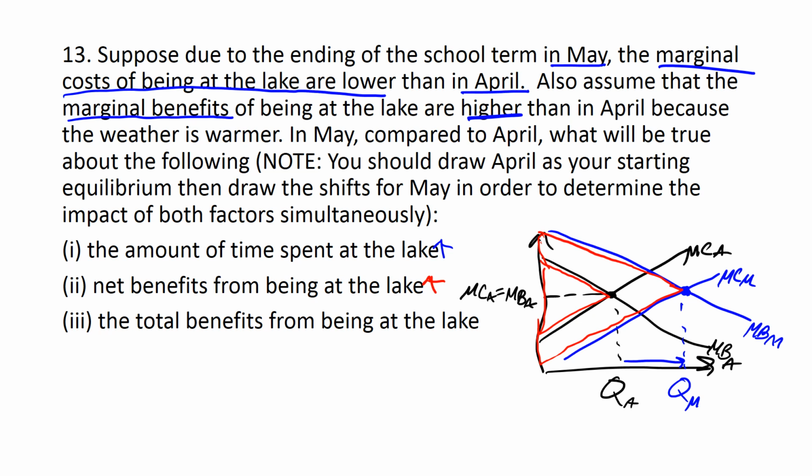The total benefits are the area under the marginal benefit curve. So starting out, these would be our total benefits. But now our total benefits go up to our new curve, so it's this bigger trapezoid. So our total benefits go up as well. In this case, we did actually know everything because of what was asked. But if it had asked about what was going on over on this axis with the marginal cost or benefit of the last hour, we wouldn't have known that. So we couldn't have determined what happened.